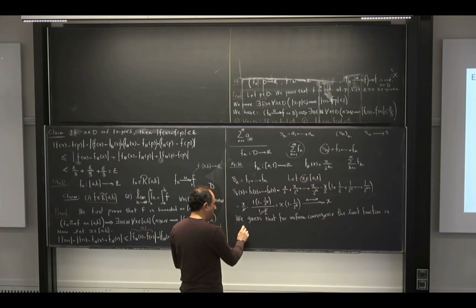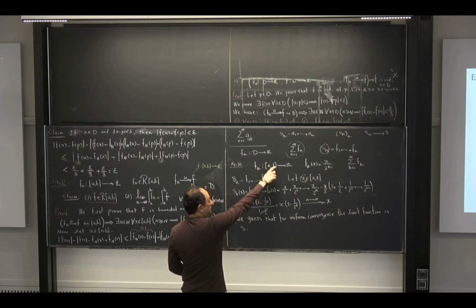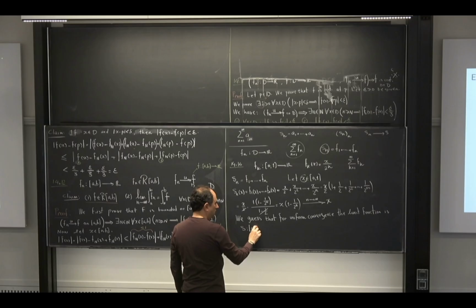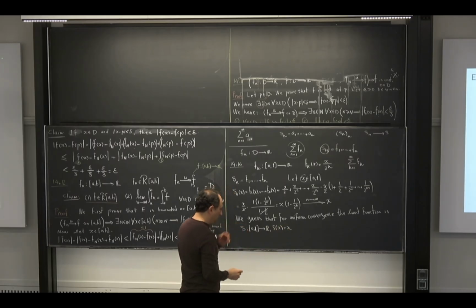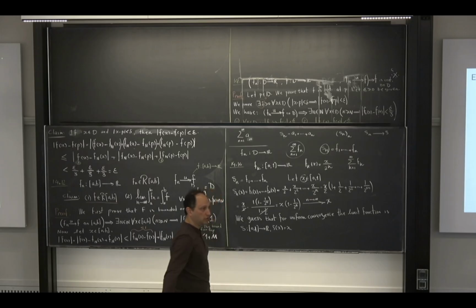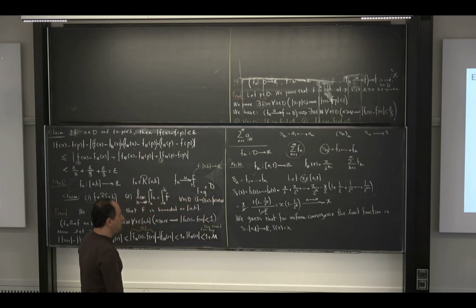Is S from where to where? The same domain to R, and then S of x is equal to x, not identity, on this domain. This is your case. Okay, now you want to prove it.